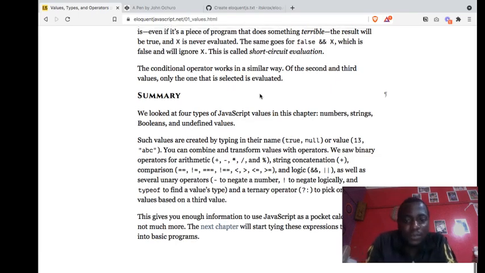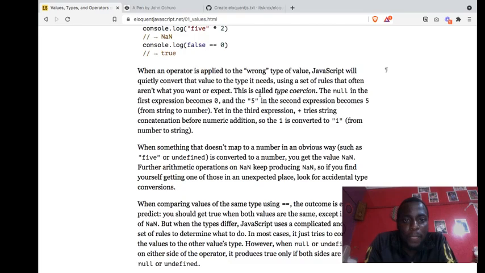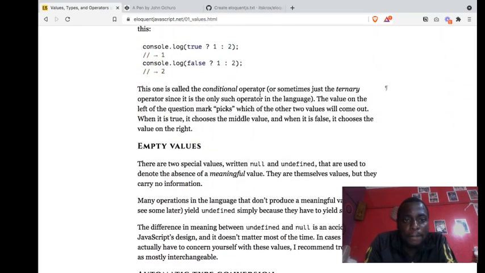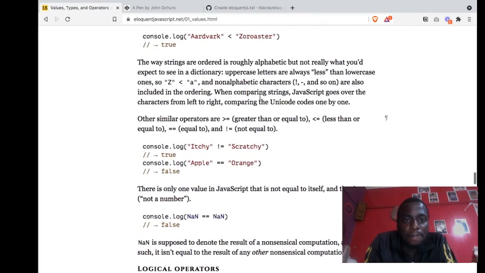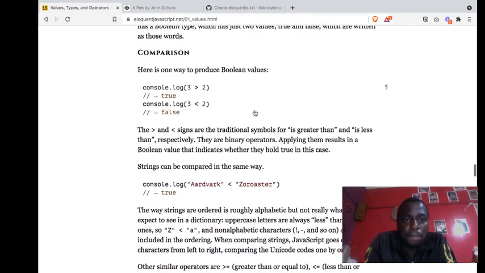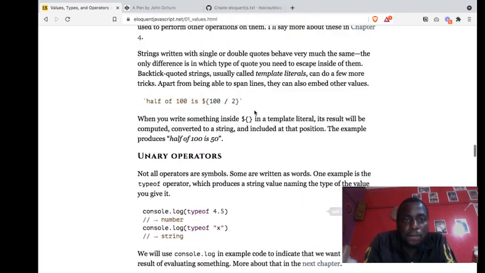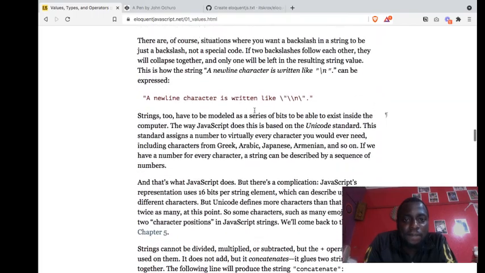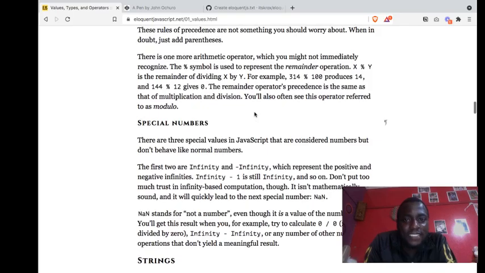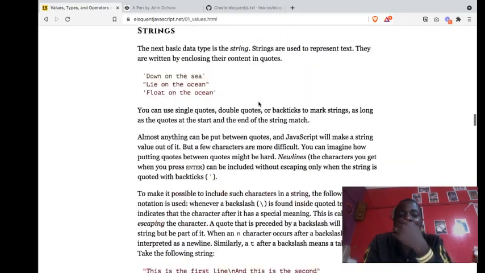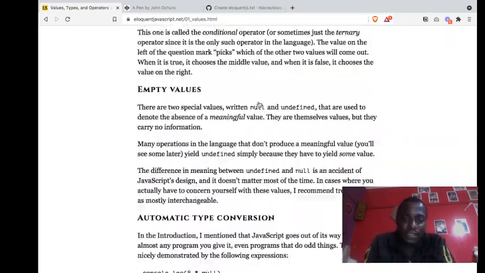What is the exclamation point? What is it? Why do you forget so quickly? Oh, it was remainder. It was remainder.